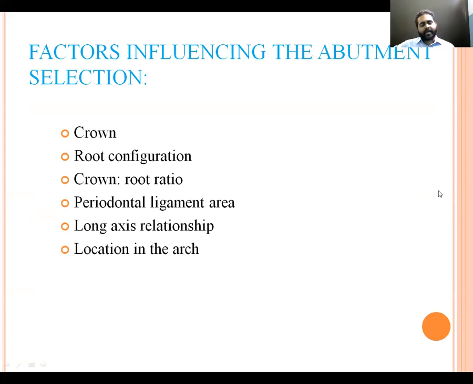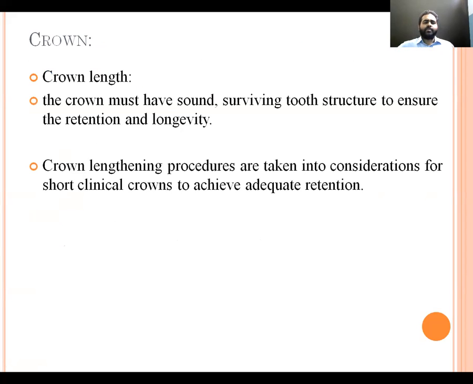So there are various factors that influence the abutment selection. The first one is the crown, how the crown is present, the crown root ratio, the root configuration, the periodontal ligament area, the long axis relationship, and the last one is the location in the arch. The crown is very important for giving any type of fixed partial denture. The crown length plays a vital, major role in your selection of the abutment.